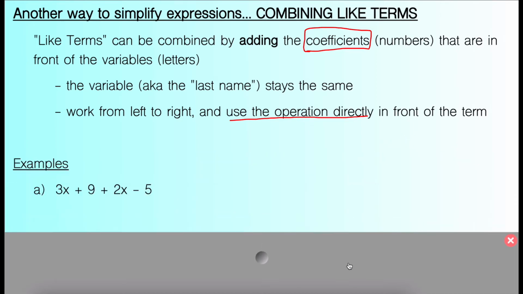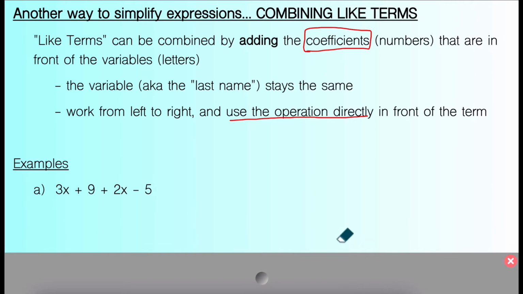Here's our first one: 3x plus 9 plus 2x minus 5. The very first step is to take some time and identify the like terms in the expression. I see two sets of like terms here. One set would be 3x and 2x, and the other set would be 9 and 5. Now, to combine like terms and simplify the expression, you're going to work from left to right.